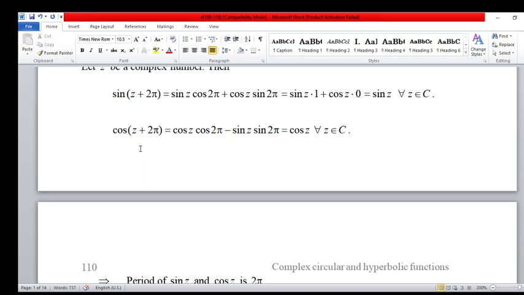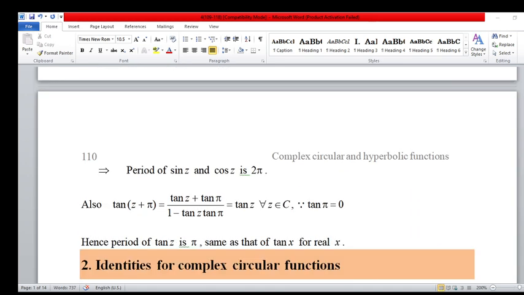Come back here for cos, and apply the cos a plus b formula: cos a cos b minus sin a sin b. Again the same formula applies, and finally we obtain cos z, meaning no change. This is the trigonometric formula: sin of n pi plus theta is equal to sin theta, and cos of n pi plus theta is equal to cos theta. So there is no change, meaning the period of sin is 2 pi and of cos is 2 pi. So the period of sin z and cos z is 2 pi. This line is again an important line.